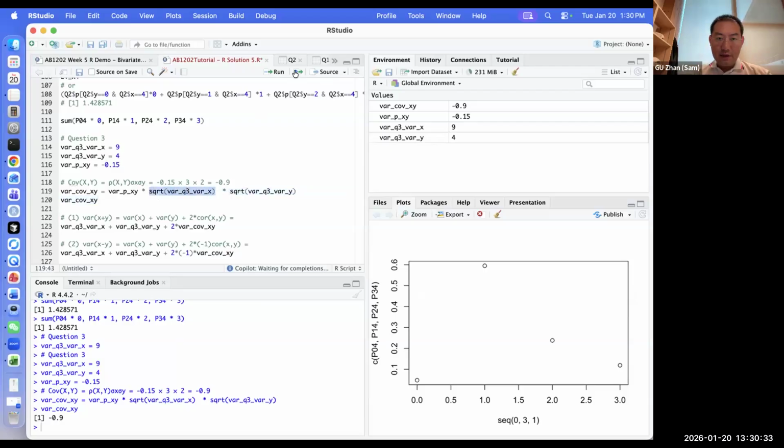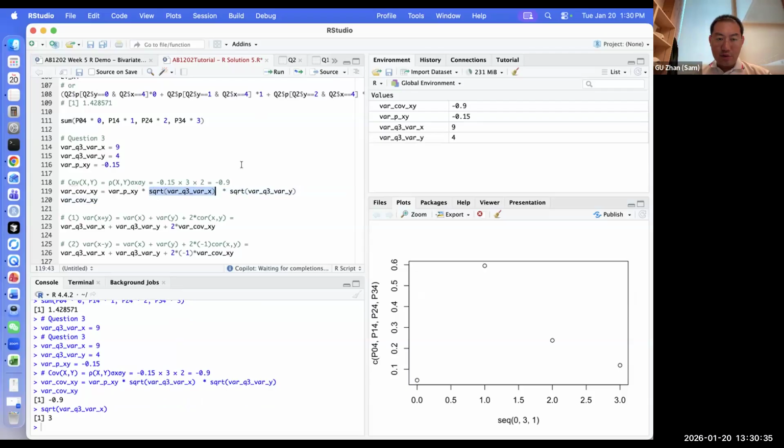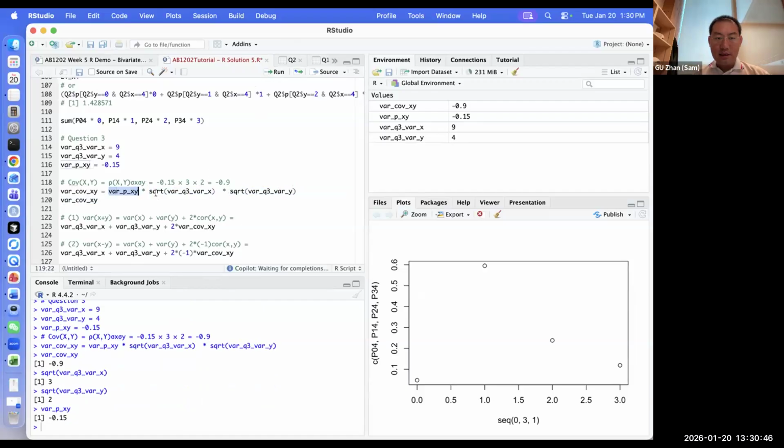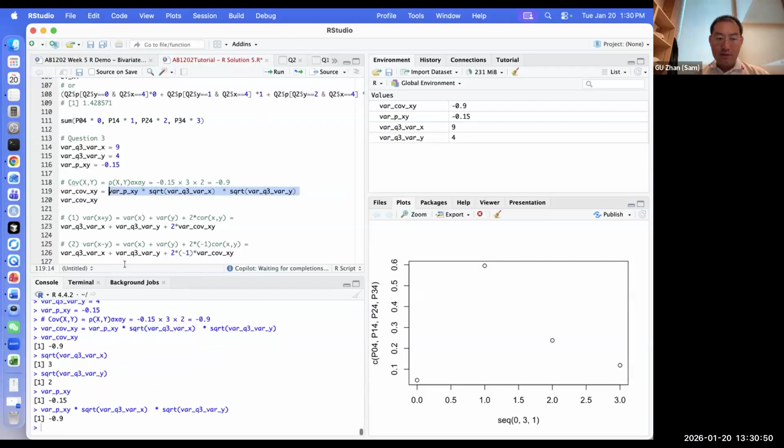Okay, minus 0.9. You can also highlight a part of it, then you run it. They're going to show 3. Then you highlight another part of it, you run it, it should give you 2, because the square root of 4 is 2. Then rho xy is minus 0.15. Then you multiply these 3 together, and it will give you minus 0.9.